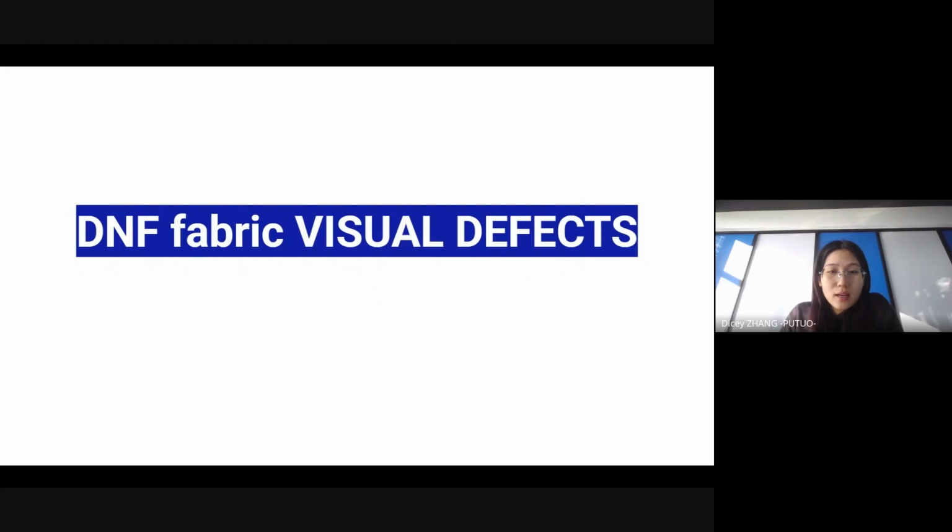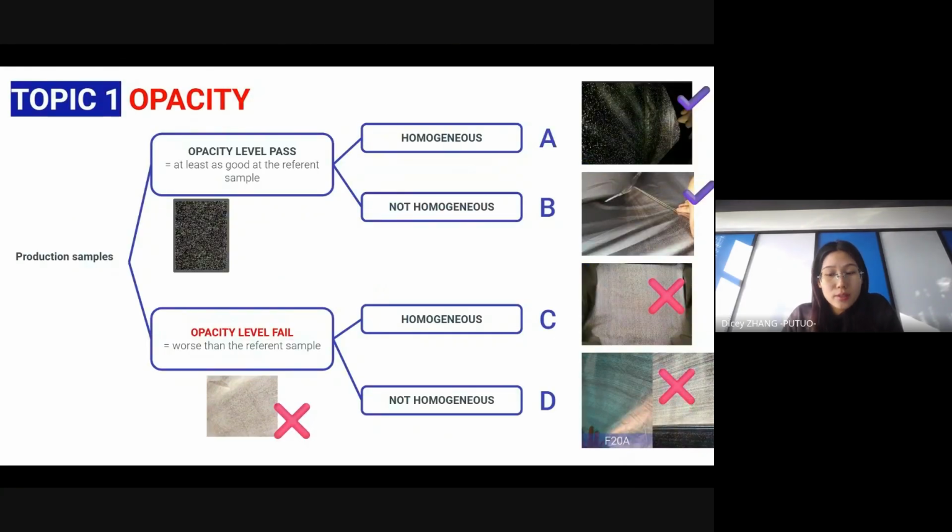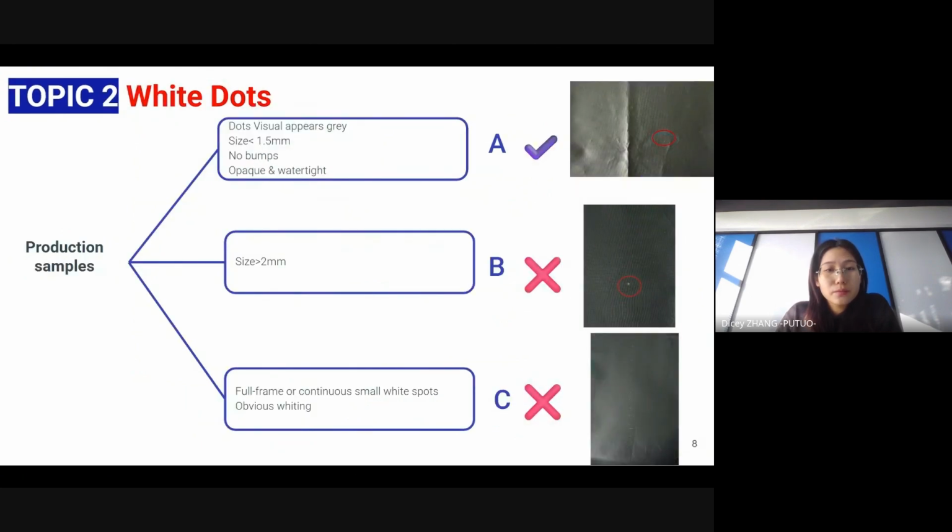The first case is dark and fresh fabric visual defects. The process is so complex that there are some special defects with no clear standard. The first is opacity. This picture is the master sample. If the component is at least as good as the reference sample, we can accept it, even though it's not homogeneous. If compared with the master sample it's worse than the reference, it can't be accepted, even though it's homogeneous. And then it's white dots. You can see only situation A can be accepted.